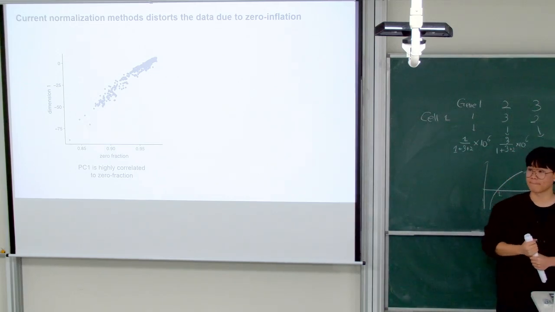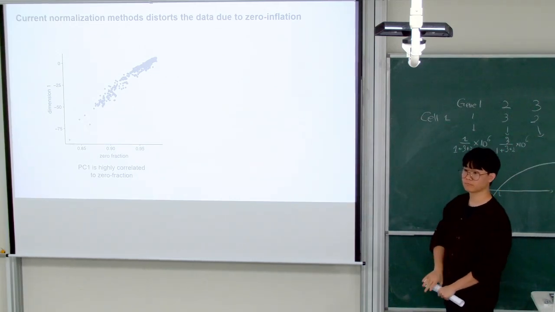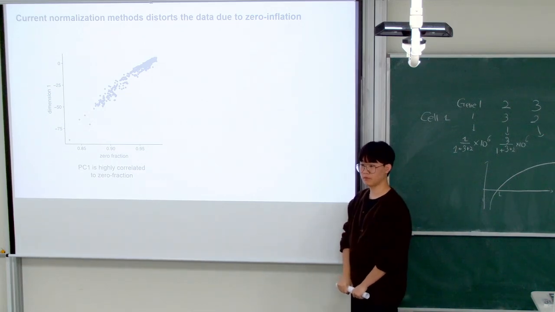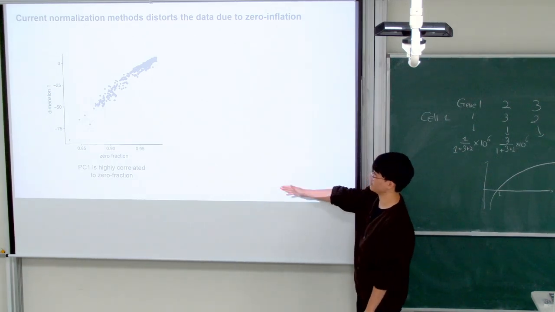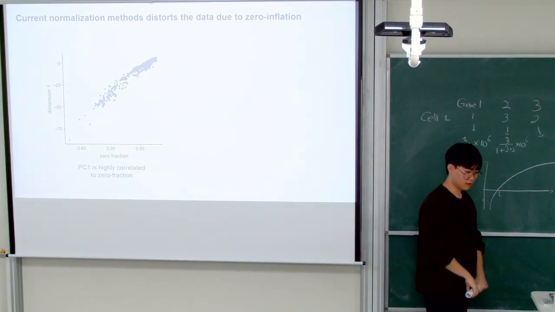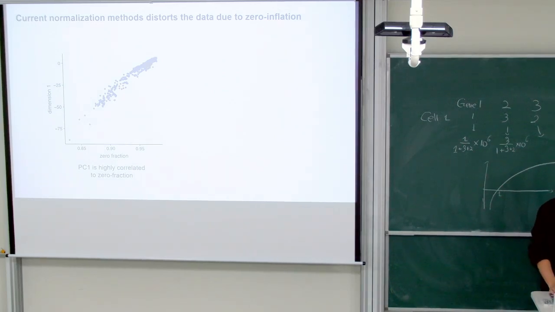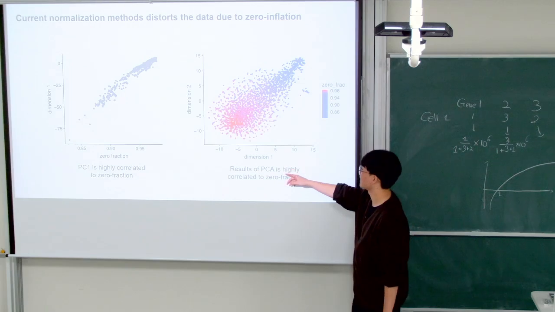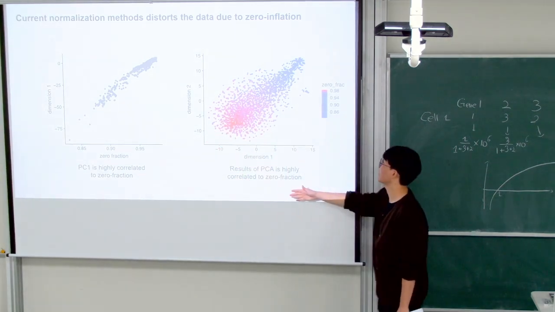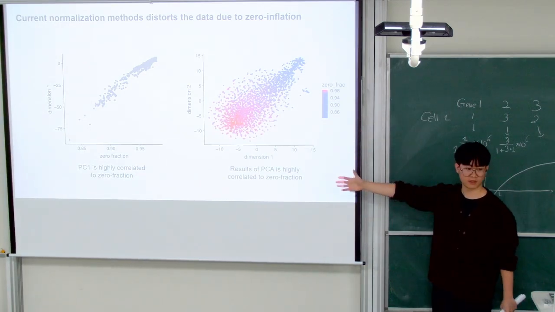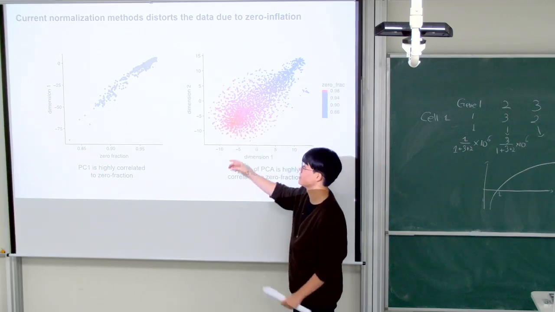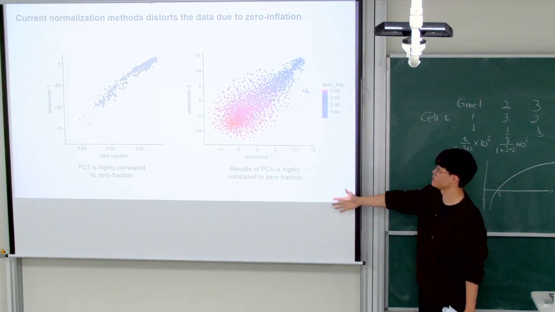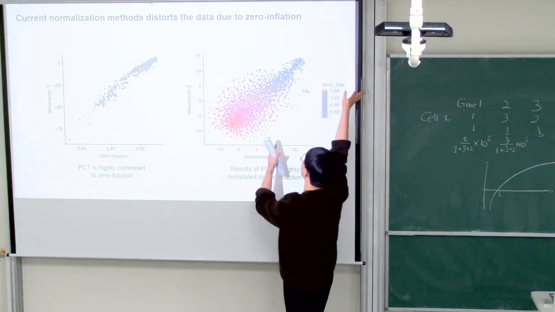I see. So that means the zero data in the raw data has very strong information. Yes, with the current normalization. And when we perform PCA with two dimensions, we can see that dimension 1 and dimension 2 are also highly correlated with the fraction of 0. Here the red represents all zeros, and the blue represents fewer zeros. And as you can see, reds are here and blues are here.